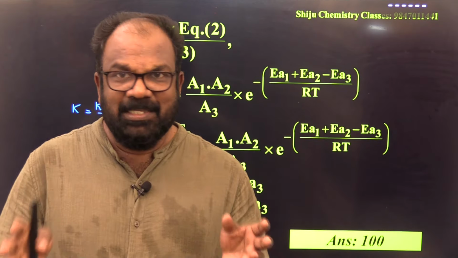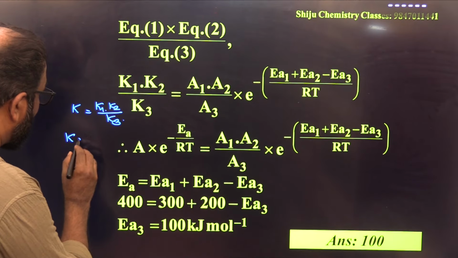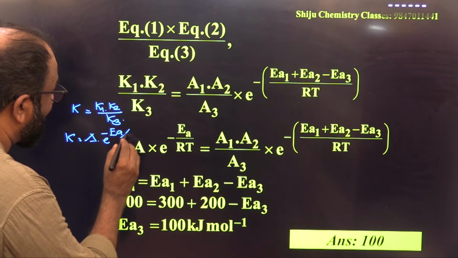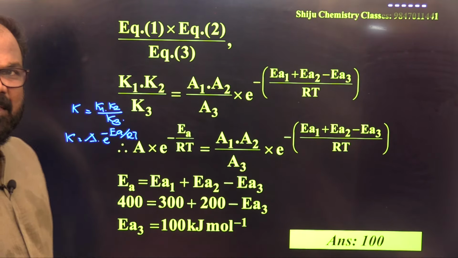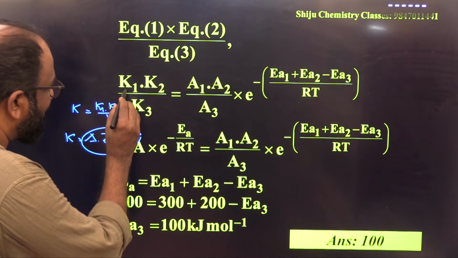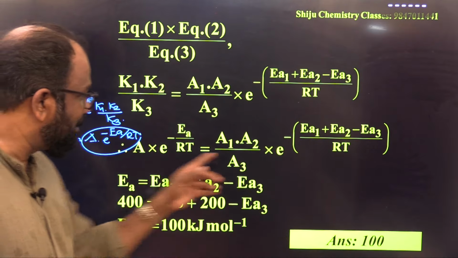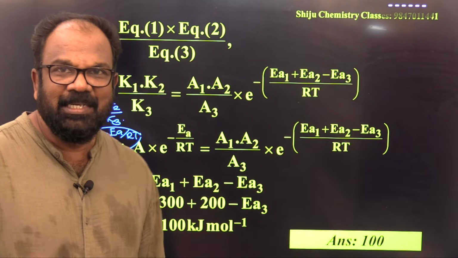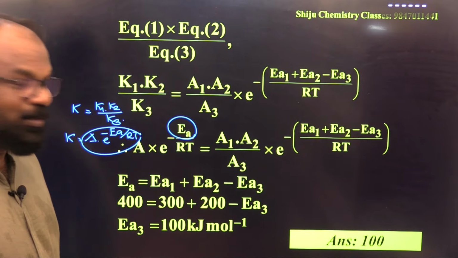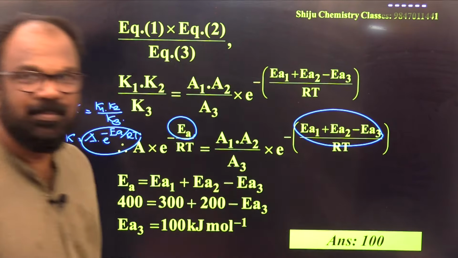Now according to Arrhenius equation, rate constant of the overall reaction capital K is equal to A into E raised to minus EA by RT. Then substituting A into E raised to minus EA by RT instead of K1 into K2 divided by K3, the equation becomes like this. From this equation, it is clear that energy of activation of the overall reaction EA is equal to EA1 plus EA2 minus EA3.